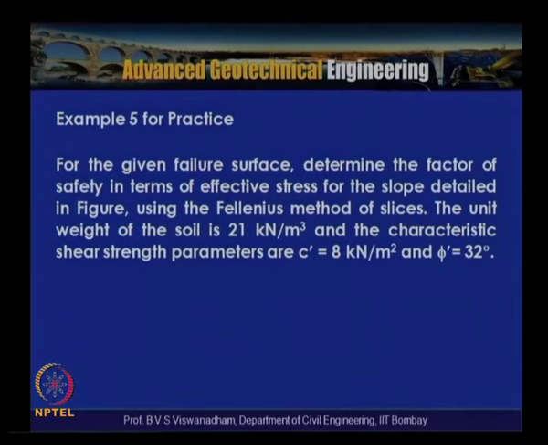Another example for practice, example 5, is for the given failure surface, which will be shown in the next slide. We need to determine the factor of safety in terms of effective stresses for the slope detailed in the figure using the Fellenius method of slices. The unit weight of the soil is 21 kilonewton per meter cube, and the characteristic shear strength parameters are c dash, that is the drained effective cohesion, equal to 8 kilonewton per meter square, and effective friction angle phi dash equal to 32 degrees.